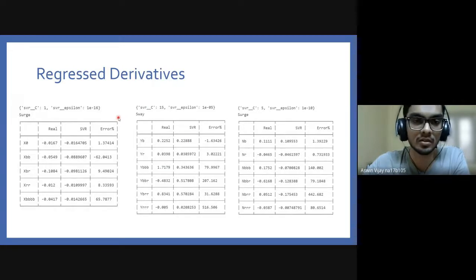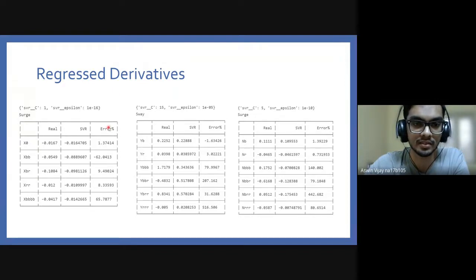And I also added one more thing called hyperparameter tuning, wherein I cycle over a large range of values of C and epsilon so I can find optimal values. So these are the results found by the hyperparameter tuning for each of the surge, sway and yaw directions. So these are the results of the regressed derivatives.